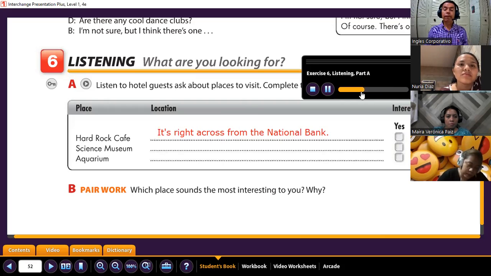How far is it from here? Oh, it's just a few minutes from here, right across from the National Bank. The National Bank on Park Avenue? Yes, that's the one. Is the Hard Rock Cafe a nice place? Well, I think so. The food is good, and there are some interesting things to look at in the restaurant, like one of Elvis's cars. Great.